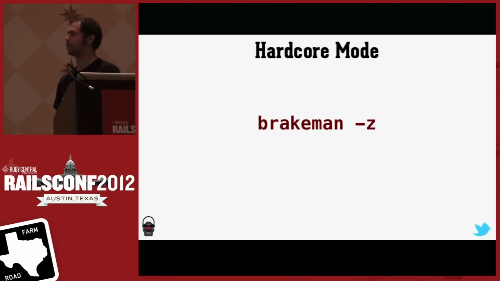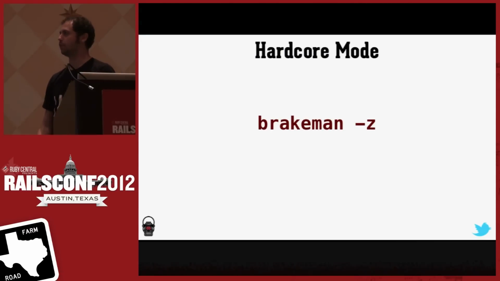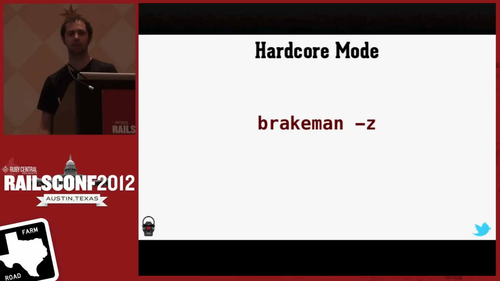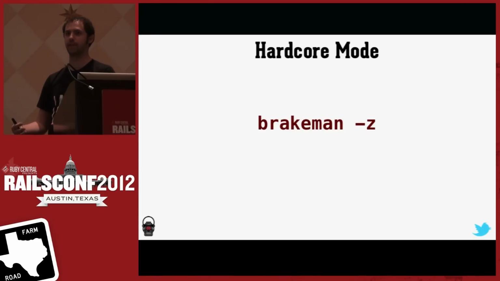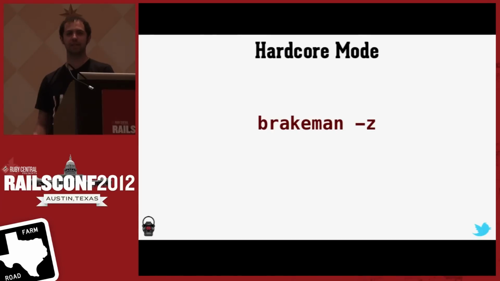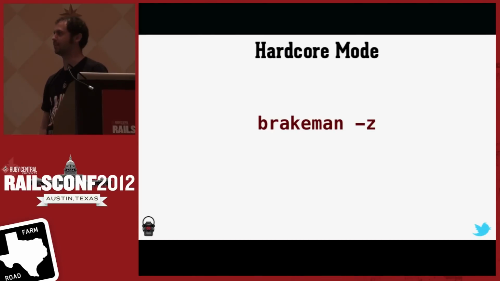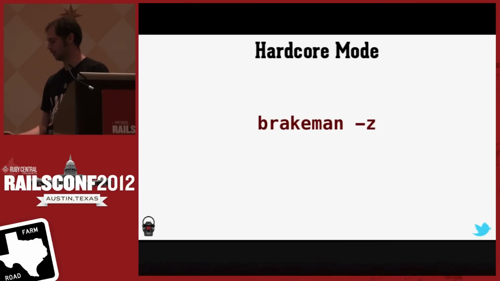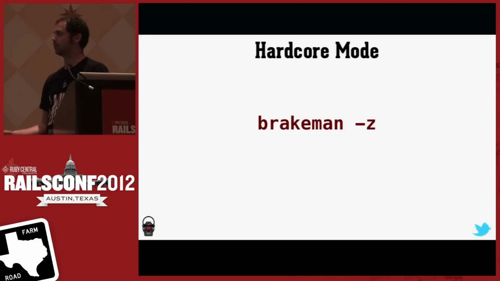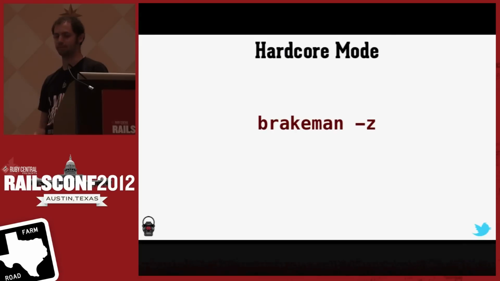This is what I like to call hardcore mode. If you run Brakeman -z, then if you have any warnings at all, it will return an error code other than 0. So you can drop that in your continuous integration tests, and you should be pretty good to go. Not a lot of applications can run like that, but if you want to be hardcore, that's the way to go.